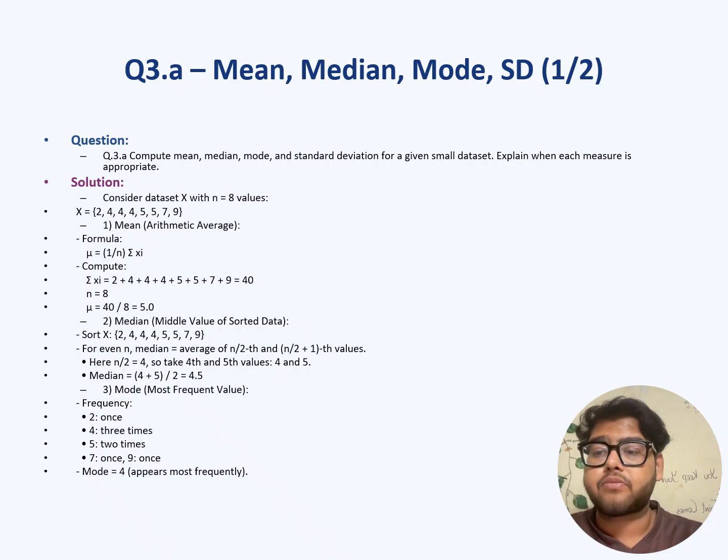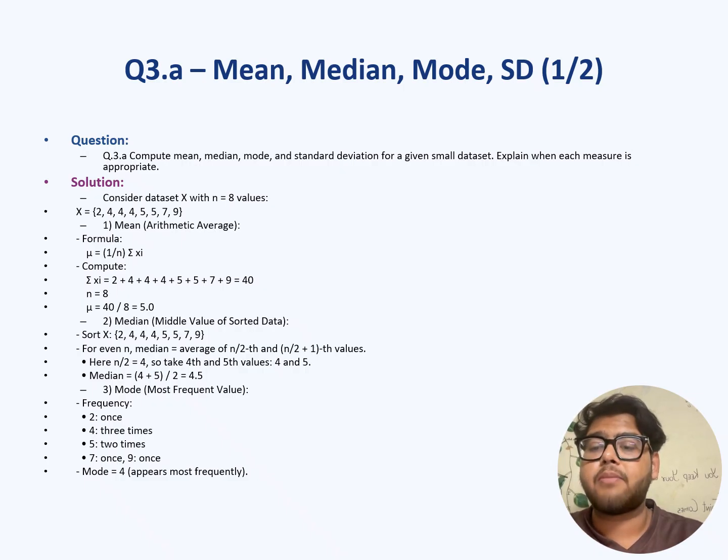Formula: mu is equal to 1 by n times the summation of x_i. Compute the summation of x_i: 2 plus 4 plus 4 plus 4 plus 5 plus 5 plus 7 plus 9 is equal to 40, and n is equal to 8. So mu will be 40 upon 8, that is 5. So we have got the mean.